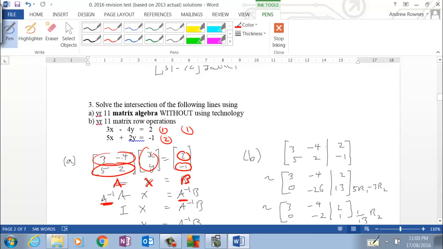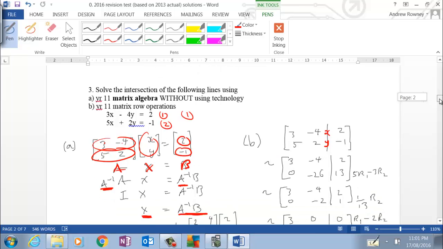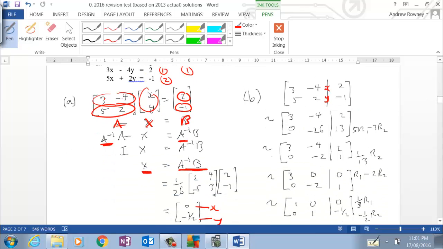The line represents the x, so that's really your y. That's the same thing, but this time we use row operations. So first we need to get that to be 0. So we do 5 times row 1, take 3 times row 2, that'll be 15, take 15. So you do that for everything.